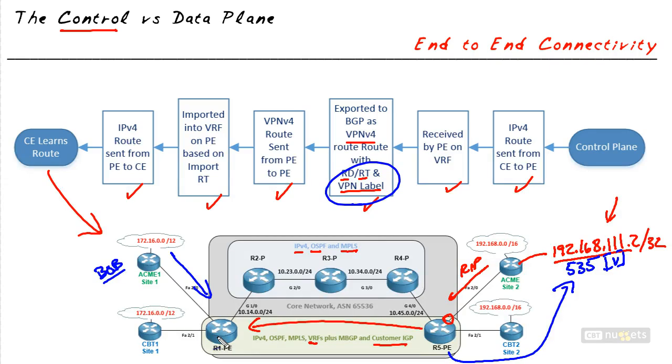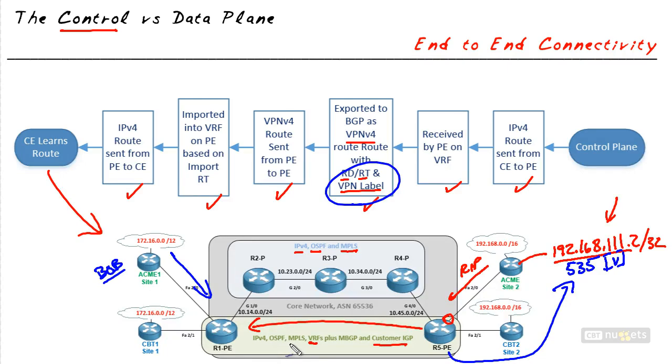So check this out. When we start forwarding a packet to 192.168.111.2, R1 can include the label of 535, so that when R5 receives it, it looks at the inbound label of 535 and says, boom, I know exactly what to do with this. So then R5 can forward the packet up to Acme at Site 2, and then it's up to Acme at Site 2 to route within his organization for that IP address that he's advertising.